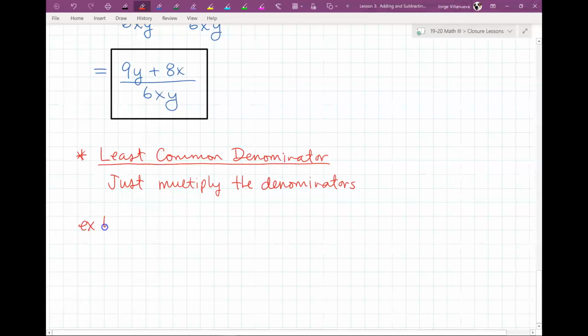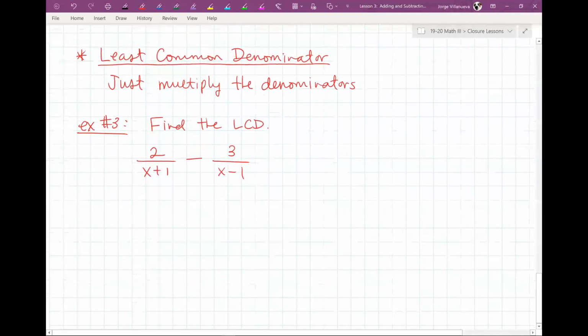Okay, so example number 3, we're just going to put find the LCD, the least common denominator, and it's going to look like this: 2 over x plus 1 minus 3 over x minus 1. So they just want the LCD. So remember, to find the LCD, just multiply the denominators. So x plus 1 times x minus 1.